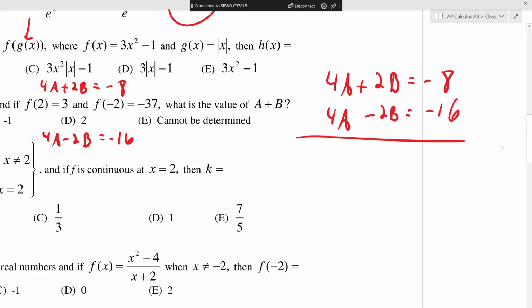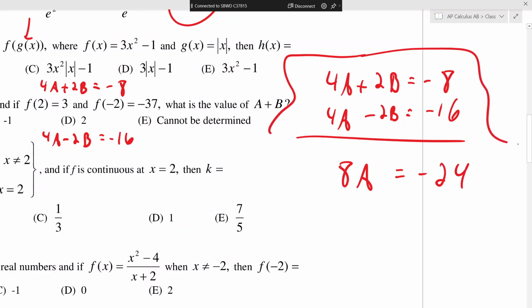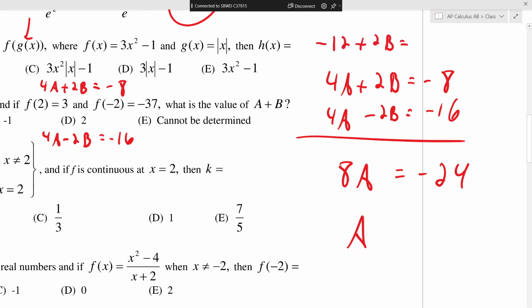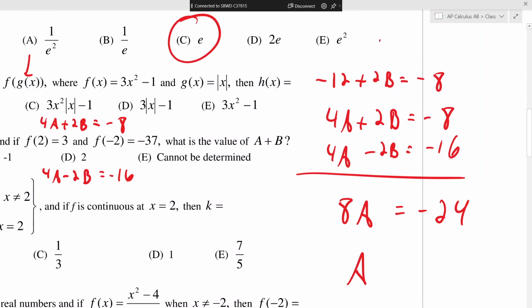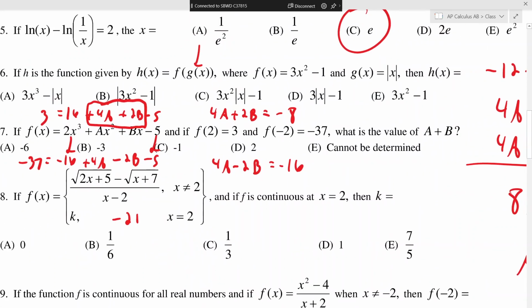And look how nice they are. They cancel out for me automatically. If you add that up, you get 8a. So you should understand what just happened there. Are we okay with this? That's elimination, right? But it's already stacked up to do that. Divide by 8 and you get a is -3. And once you know a is -3, you get -12 plus 2b is -8. Add 12 over, you get 2b is 4, which means b had better be 2. And if a is -3 and b is 2, when you add them together, you get -1, which is C.